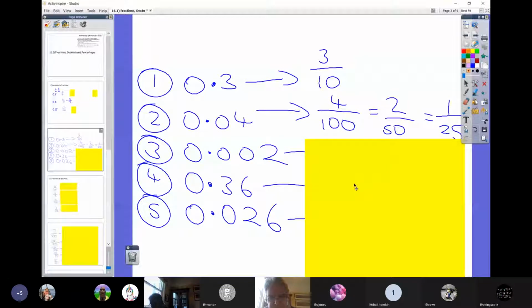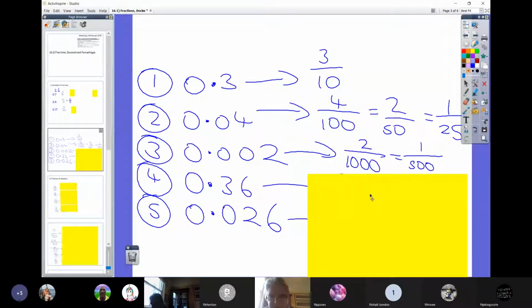Then we've got 36/100, 18/50, 9/25. And then finally, that's really 26 in the thousandths column, isn't it? Because that's the 10th hundredth. 26/1000, which is going to be 13/500.